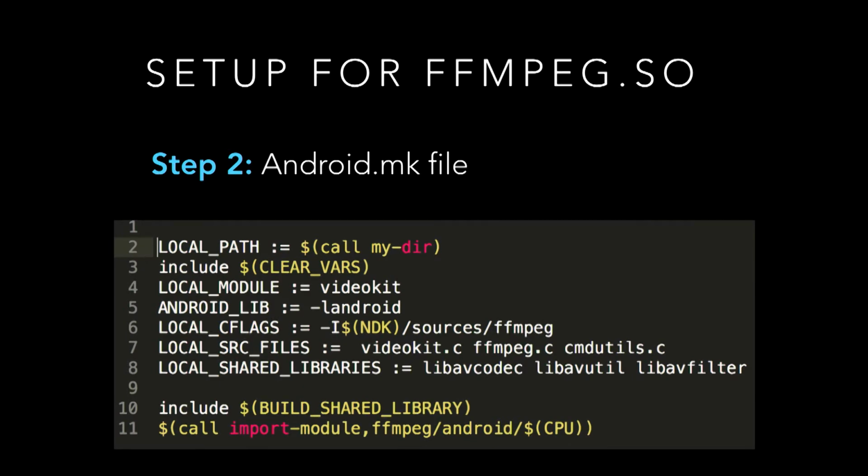And as you can see, this file specifies a number of different environment variables which are used by the compiler. I specified the name of my library in the LOCAL_MODULE, and it's videokit here. And then I also specify the source files that need to be compiled for this library. So that's my videokit.c file and FFmpeg .so file. And then I specify the shared libraries that this library is dependent on using the LOCAL_SHARED_LIBRARIES variable.